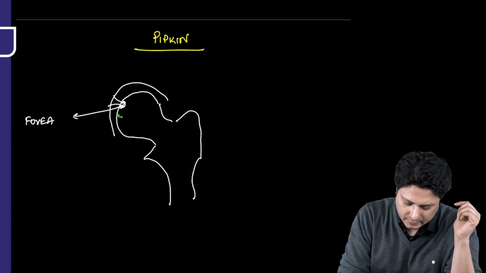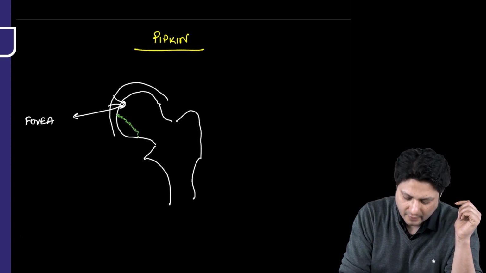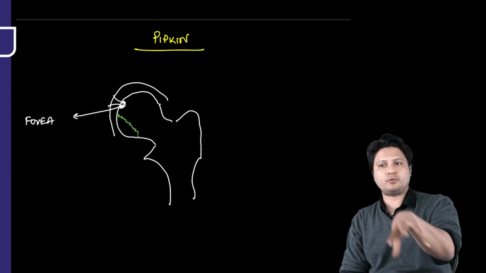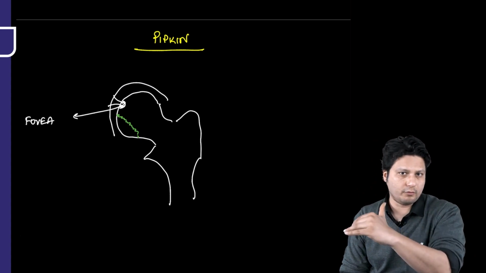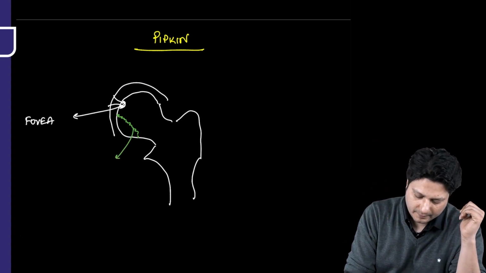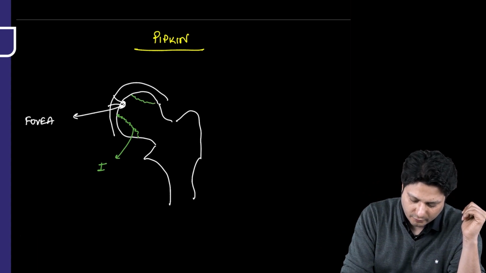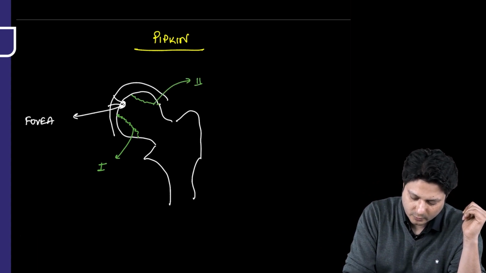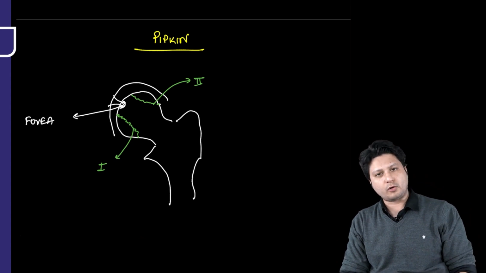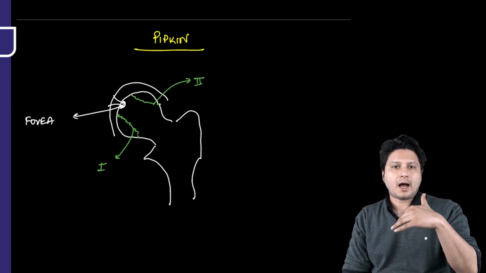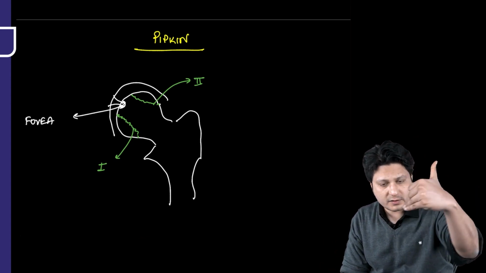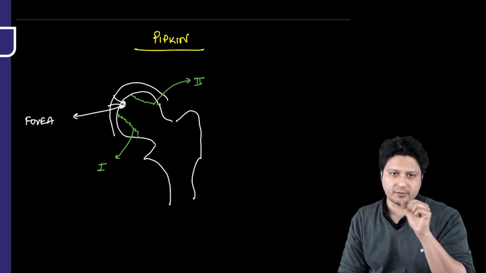Now, in type 1, the fracture line is infrafoveal. That means if there is a head of the femur fracture which is below the level of the fovea, it is type 1. Then, if there is a fracture line which is above the level of the fovea, it is considered as type 2. So obviously, which one will have a poorer prognosis? Type 2, because it is directly involving the weight-bearing surfaces of the head of the femur.